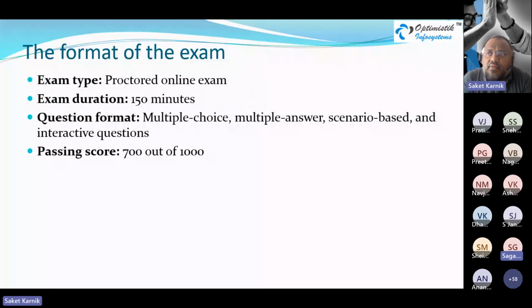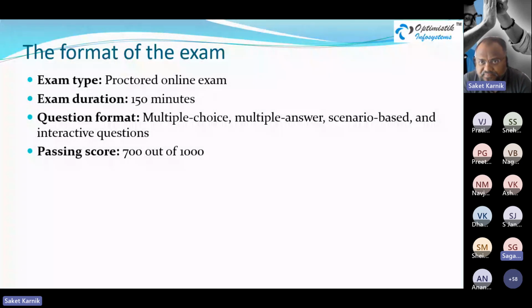Next question is, what is the format of the exam? Anybody knows what is the format of the exam, how it is conducted? So starting with the first point, exam type. Previously, we had only one option: go to the exam center, register for the exam, book your slot, pay the fees there itself, and then physically be there in the exam center to appear for the exam using their machines.